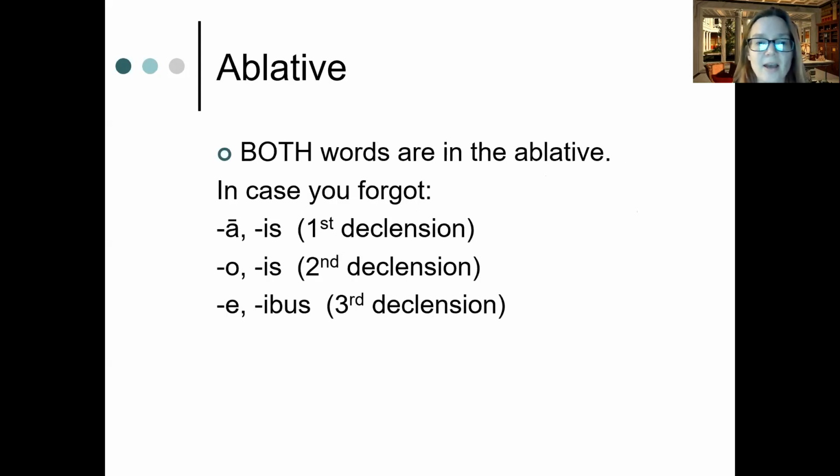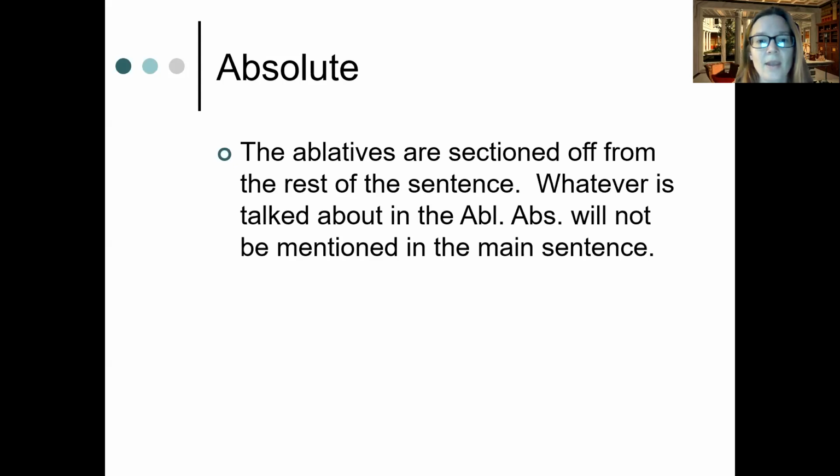The ablative endings are -is, -is, and -ibus, in case you've forgotten, for first, second, and third declension. So write those down as well if you've forgotten. If you've totally got those down, then don't worry about it. The absolute part of the title, ablative absolute, means that it is sectioned off from the rest of the sentence. It's its own little piece of introductory information, with both words in the ablative case, just to set out some information that isn't touched by anything else in the sentence.